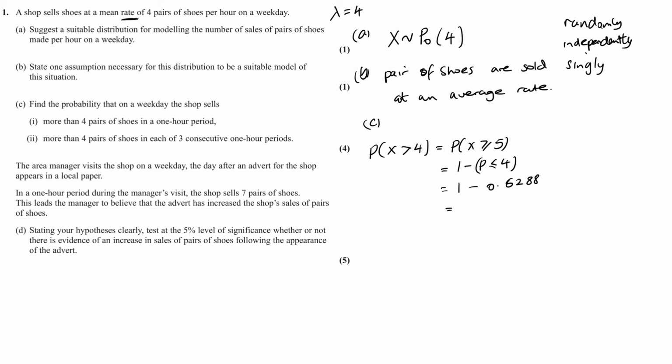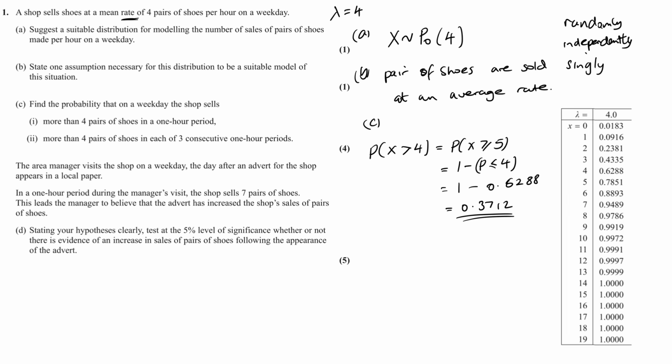If you're going to do it in the tables, then here's the section from the tables. We can see there's the 4, and it's 0.6288. So you can look it straight up in the tables, your lambda, and go across to the 4 in this top bit. Okay, so that's how it is with the tables.